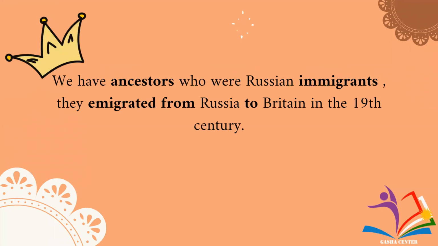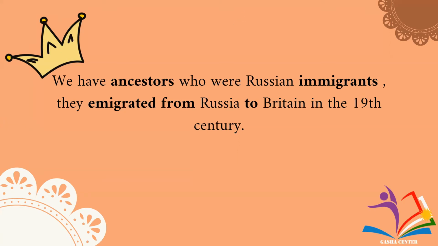We have ancestors. Ancestors means forefathers. We have ancestors who were Russian immigrants. Immigrants means people who moved from their country. Guys, ancestors, this is how you pronounce it. Immigrants, they were Russian. They immigrated from Russia to Britain in the 19th century. In the 19th century, they were immigrants.